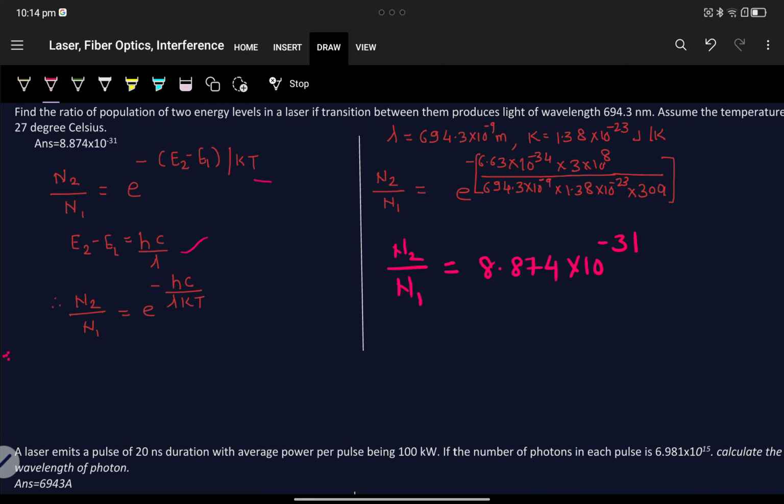Find the ratio of population of two energy levels in a laser if the transition between them produces light of wavelength 694 nanometer. The temperature is 27 degrees Celsius. So we know the Maxwell-Boltzmann condition for finding the ratio of two states: N2 upon N1 is e raised to the energy difference between the two states divided by the Boltzmann constant into the temperature in Kelvin. Now when we substitute all these values, we get this ratio as 8.87 into 10 to the power minus 31.